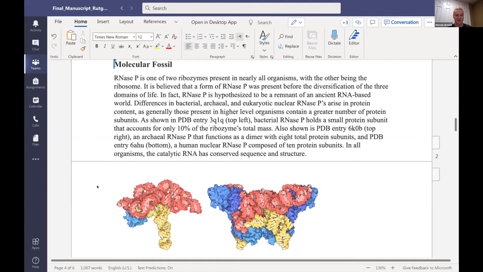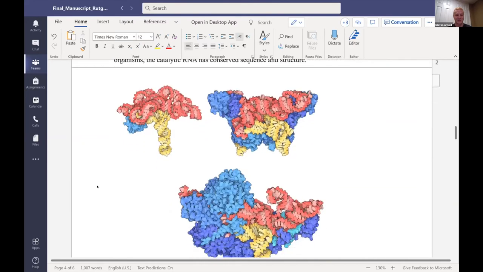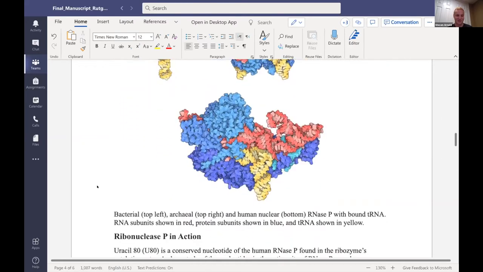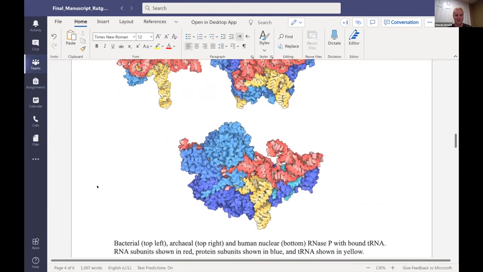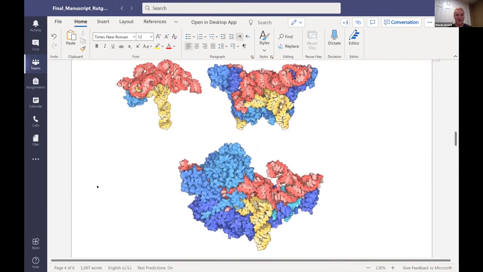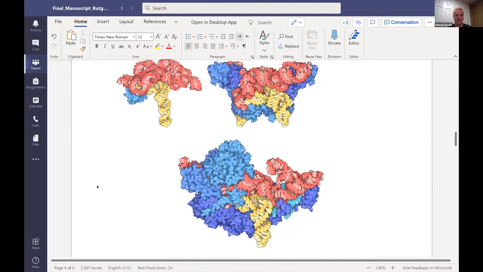In all organisms, the catalytic RNA strand has a conserved sequence and structure. And in this figure, we compare all three structures, the bacterial, archaeal, and human nuclear RNase P with bound tRNA. The RNA subunits are shown in red, protein subunits shown in blue, and tRNA shown in yellow.